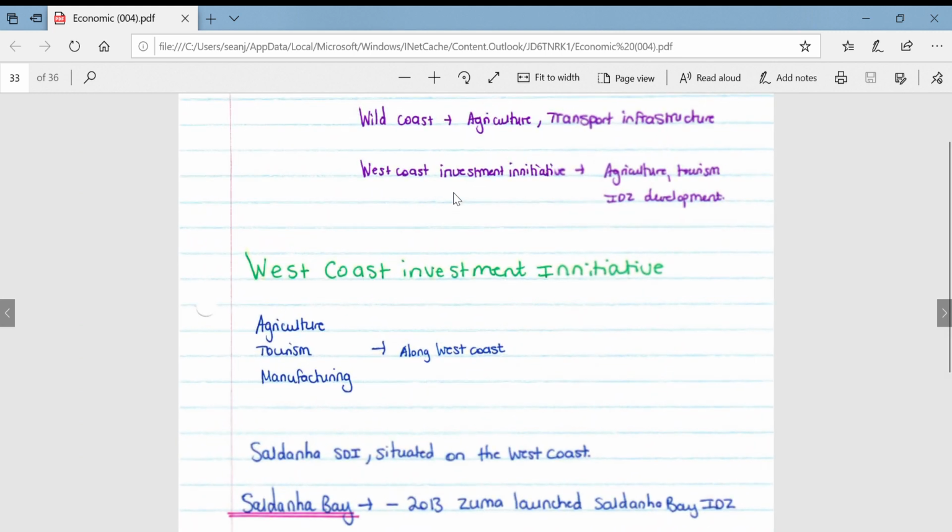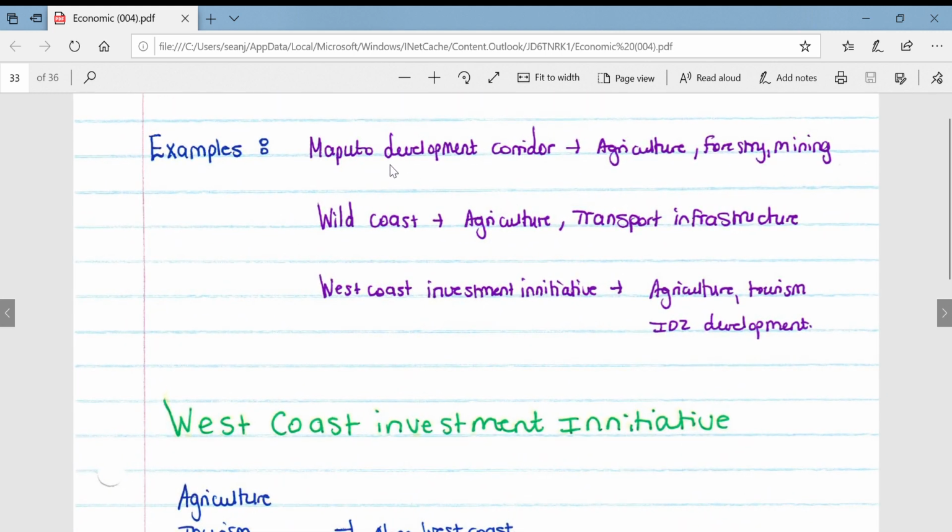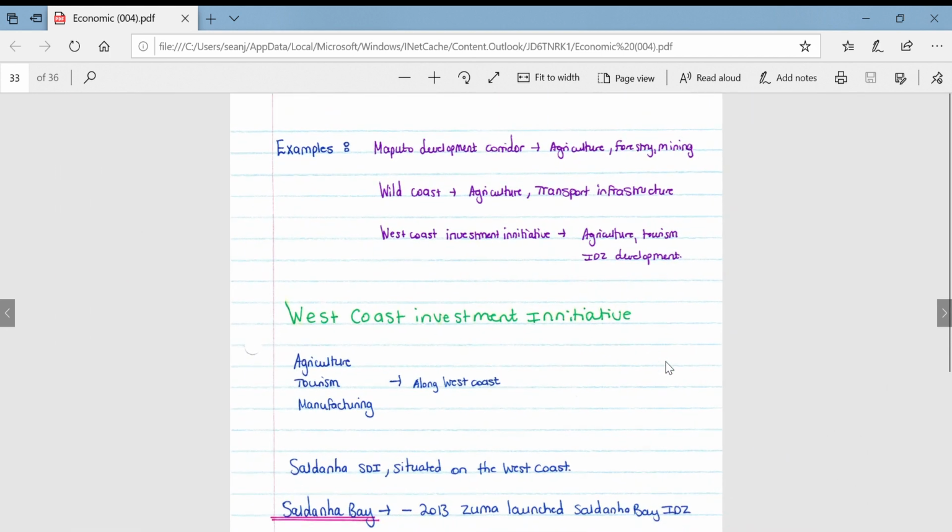Then if we look at some of the examples of SDIs, the Maputo Development Corridor focuses on agriculture, forestry and mining. The Wild Coast Corridor focuses on agriculture, transport and infrastructure. And the West Coast Investment Initiative focuses on agriculture, tourism and IDZ development.